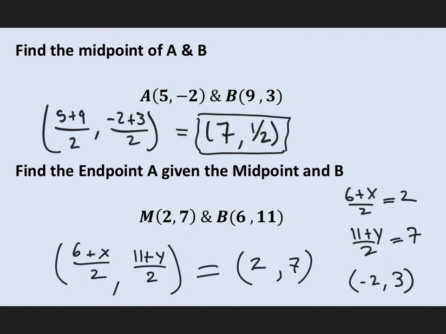So our answer here is that the other endpoint A is at negative 2, 3. That would be the other endpoint if we had a midpoint of 2, 7. So they gave us one endpoint and the middle, and we found this would have to be the other endpoint for that to be the middle.